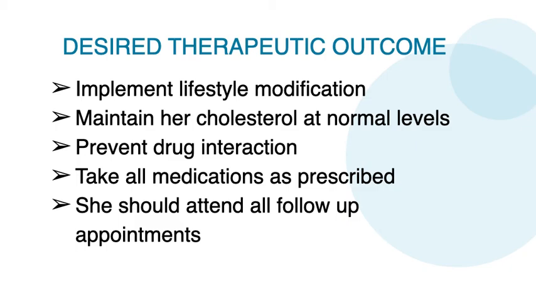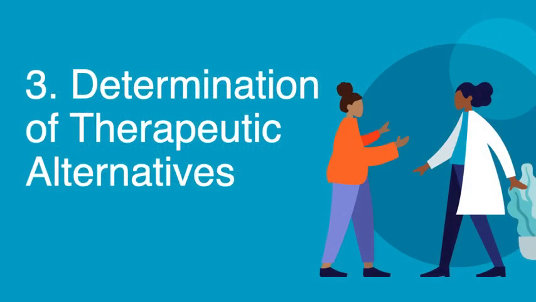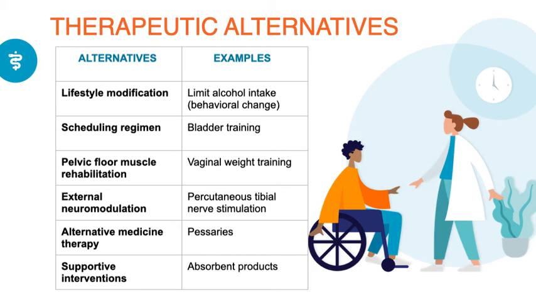Determination of therapeutic alternatives and examples are the following. Lifestyle modification, like limiting alcohol intake. Scheduling regimen, like bladder training. Pelvic floor muscle rehabilitation, like vaginal weight training. External neuromodulation, like percutaneous tibial nerve stimulation. Alternative medicine therapy like pessaries, and supportive interventions like using absorbent products.